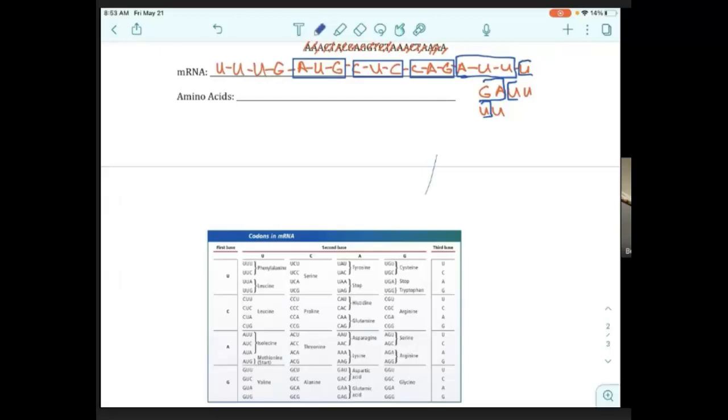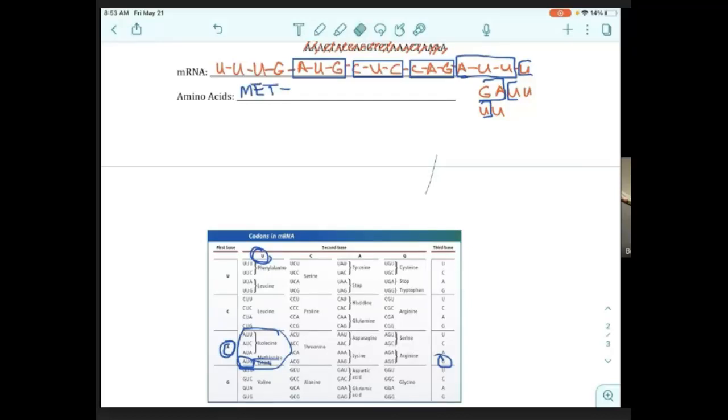AUG is the first one. So remember, left side is the first base. Top side is the second base. And then that tells us that it's somewhere in here. And then the third base is G. And so AUG is methionine, which we can abbreviate MET.